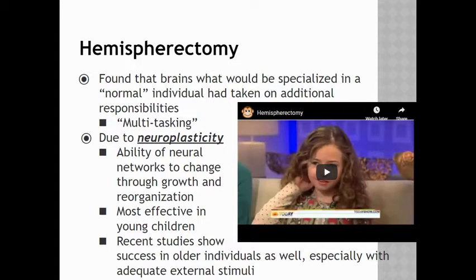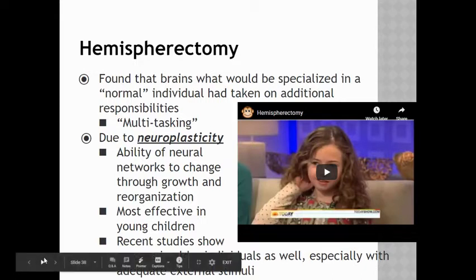Young children seem to have more plasticity within their brain, more ability for their brain to be able to take on new tasks. But recent studies are showing success in older individuals as long as they're getting adequate external stimuli, basically making sure they have enough physical and occupational therapy to help them in that new situation. If you haven't had a chance to watch these videos on this slide and the previous slide, take some time to watch them. They're very interesting to look at these individuals who have had this sort of surgery.